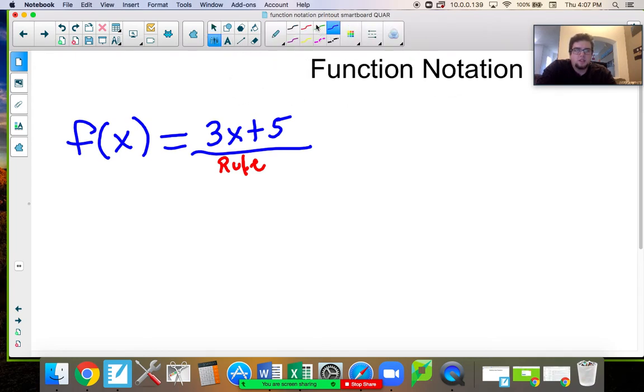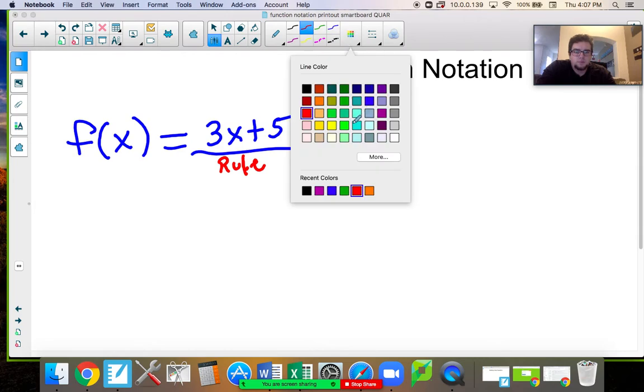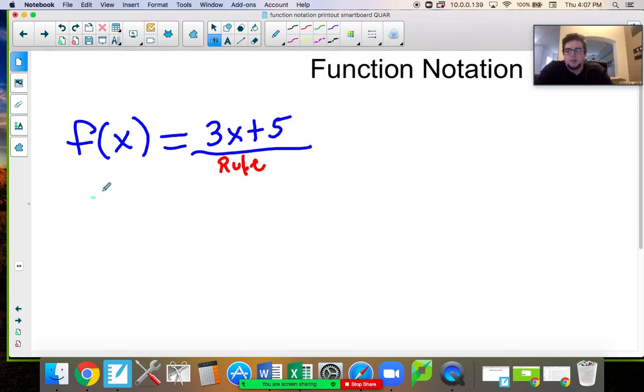So with our function notation, this x right here is input, and so is this x right here. It represents our input values. So we're going to plug numbers in. We're going to see what we get out.